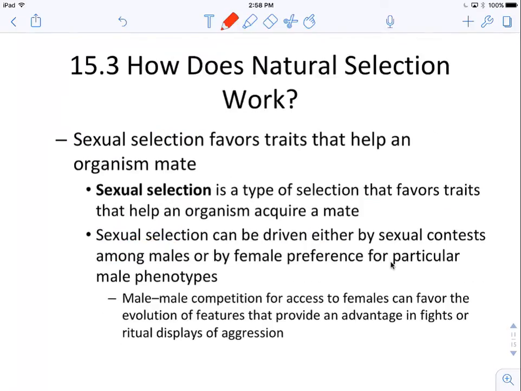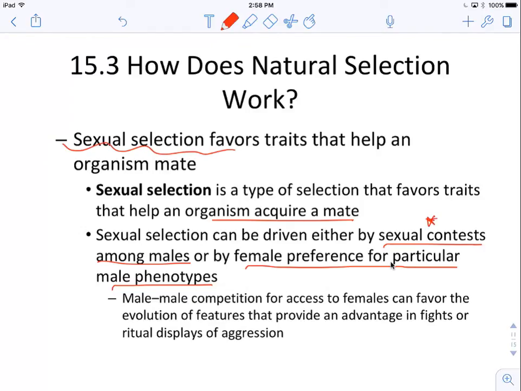All right. A couple of other types of selection. One type is sexual selection. Sexual selection favors traits that help an organism successfully mate and reproduce. So it helps an organism acquire a mate. Sexual selection can be driven by a couple of things: sexual contests between males, or by female preference for particular phenotypes.